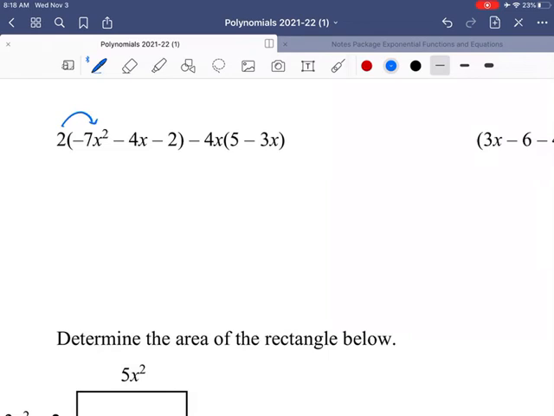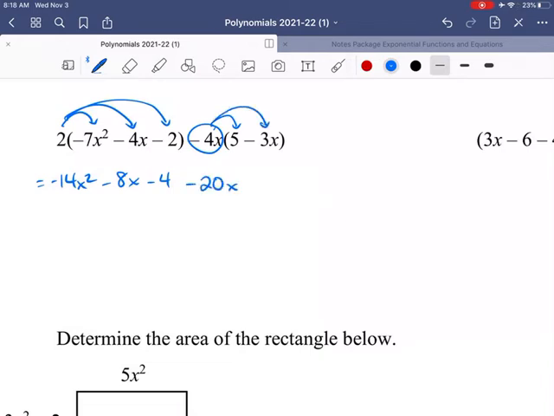Three terms, so 2 multiplied by negative 7 is negative 14x squared. 2 multiplied by negative 4 is negative 8x. 2 multiplied by negative 2 is negative 4. Negative 4x, remember we keep the negatives, multiplied by 5 is negative 20x. And negative 4x multiplied by negative 3 is positive 12x squared.